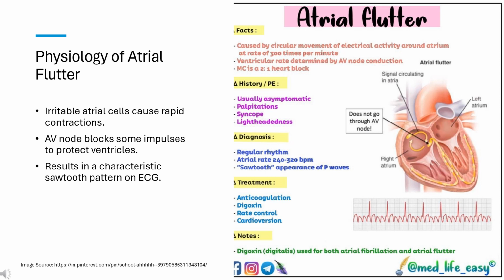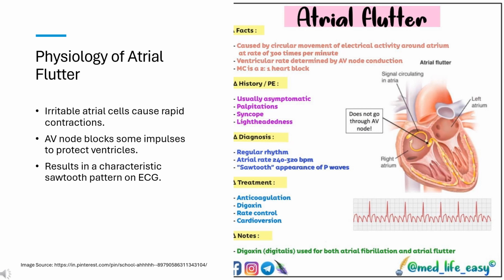Atrial flutter originates from irritable cells in the atria. These cells are hyperactive and generate electrical impulses at an abnormally rapid rate, typically between 250 and 300 beats per minute. This rapid firing disrupts the normal rhythm of the heart, leading to the characteristic sawtooth pattern observed on the ECG. The irritable cells create a re-entrant circuit, a self-perpetuating loop of electrical activity within the atria. This re-entrant circuit is what sustains the rapid atrial rate.